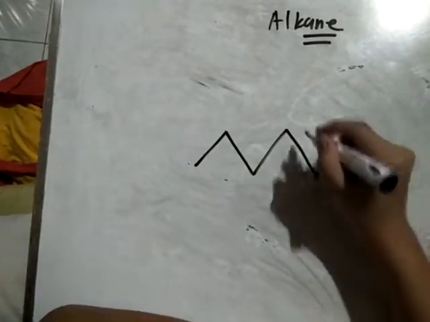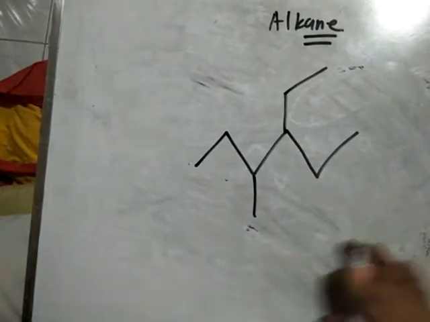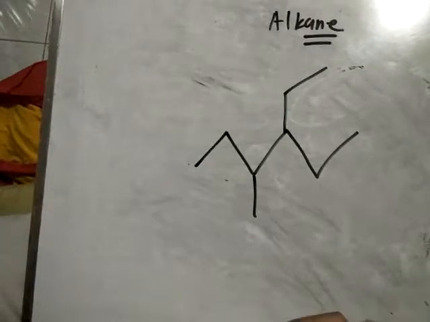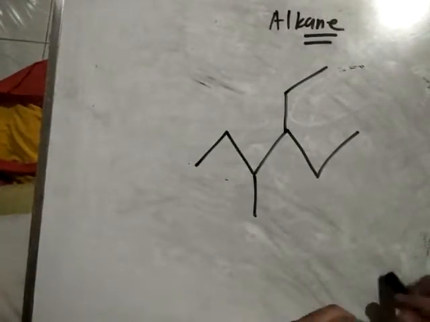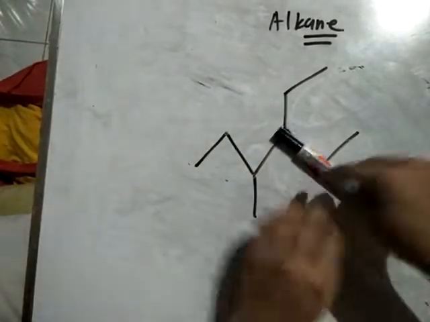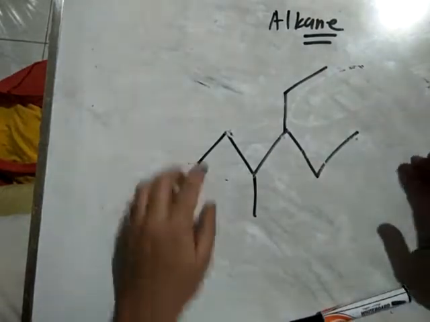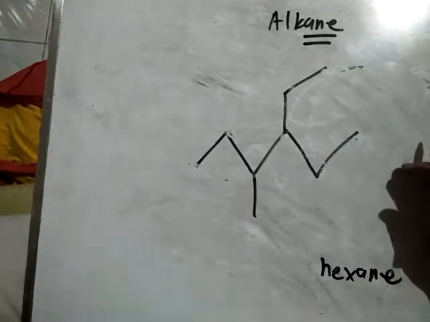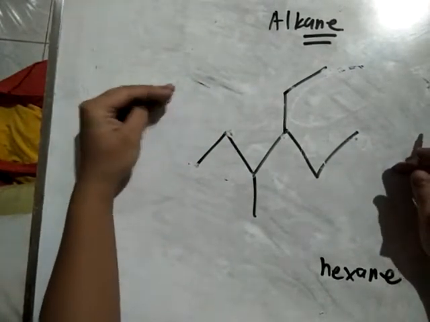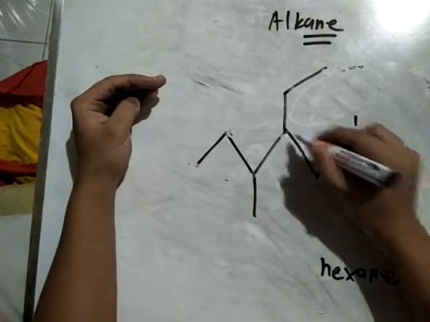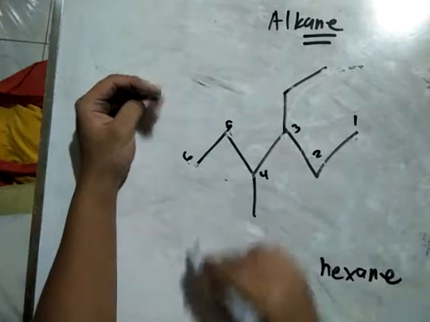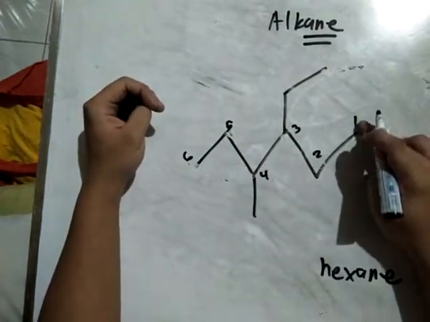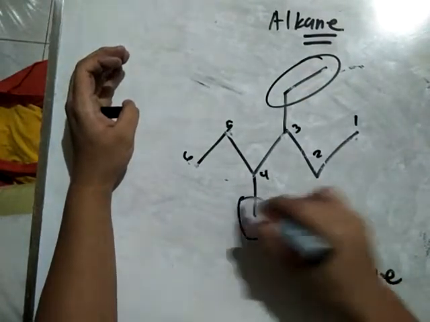Okay, let's have one more example. Let's find the parent chain. Which is the parent chain here? It's this one, or it could be this one. It's okay, it's still the same. 1, 2, 3, 4, 5, 6. It's still a hexane. Now notice, this is a carbon. Let's try to name the lowest number. So where do you count? It could be 1, 2, 3, 4, 5, 6, or it could be 1, 2, 3, 4, 5, 6. Notice that the two things attached to our parent chain are both on 3 and 4.